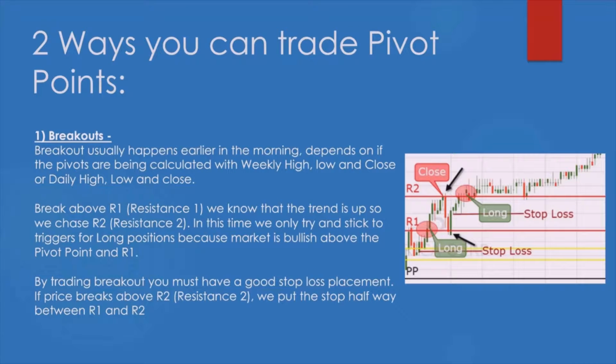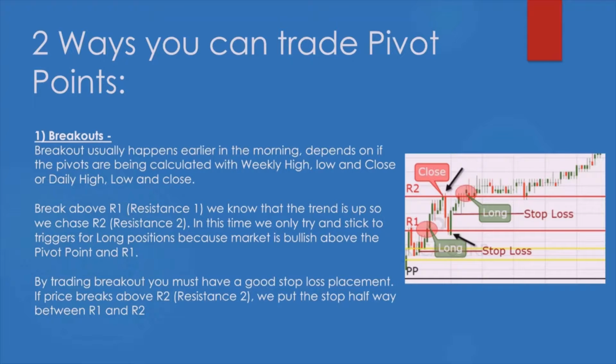There are two main ways of trading pivot points. Number one being breakouts. Breakouts usually happen early in the morning, depending on if the pivots are being calculated with weekly high, low, and close or daily high, low, and close. If price breaks above resistance 1, we know that the trend is up, so we chase the resistance 2 level. At this time, we only stick to triggers for long positions because the market is bullish above the pivot point and the resistance 1.